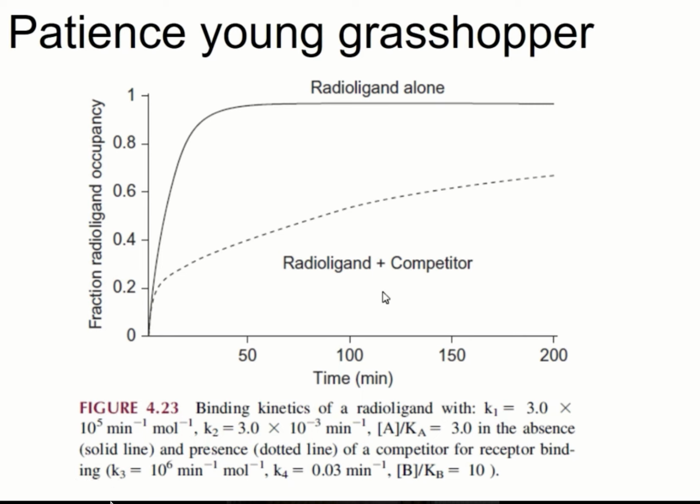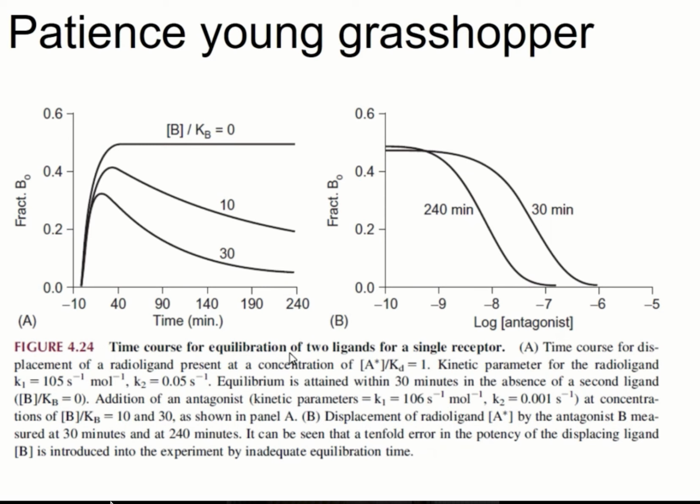You can't wait 24 hours to measure your binding, because if you do, your receptor is going to degrade, something is going to happen. And so what you need to do is you need to report how long you did wait. You need to wait as long as you can, and then you need to report how long you waited so that somebody else can duplicate your experiment.